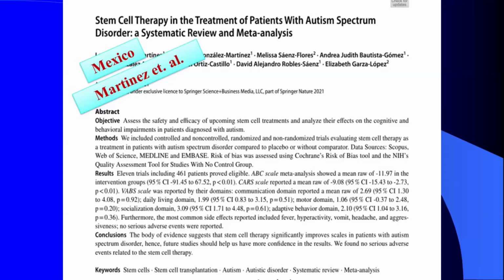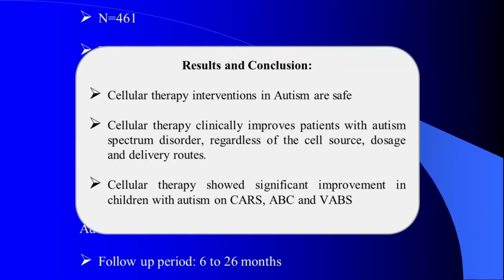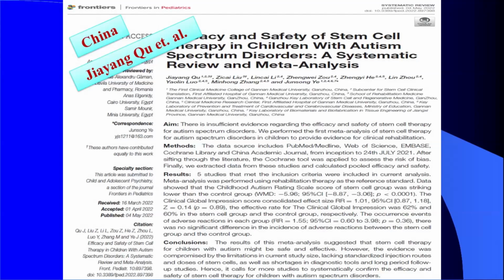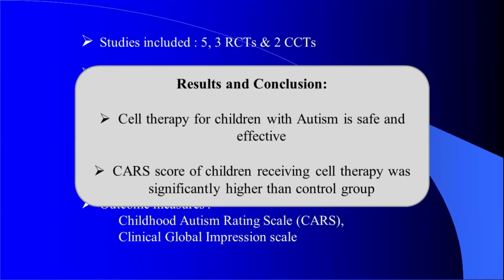Now, this is a meta-analysis. This is a review of 460 patients. And at the end, in this paper, they summarize that cellular therapy is safe and that it improves patients with autism spectrum, regardless of what type of cell we use. In this other systematic review by Jiang Q from China, they looked at 325 patients. And again, they said it is safe and effective. So there is enough published worldwide literature to show the effectiveness of cellular therapy.